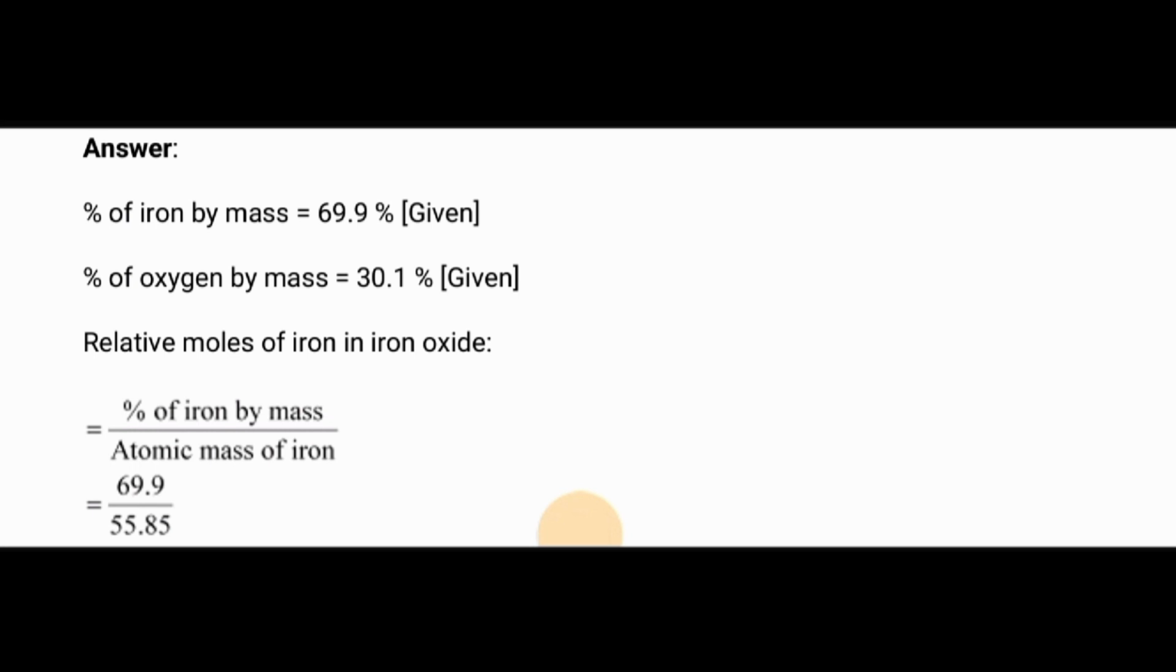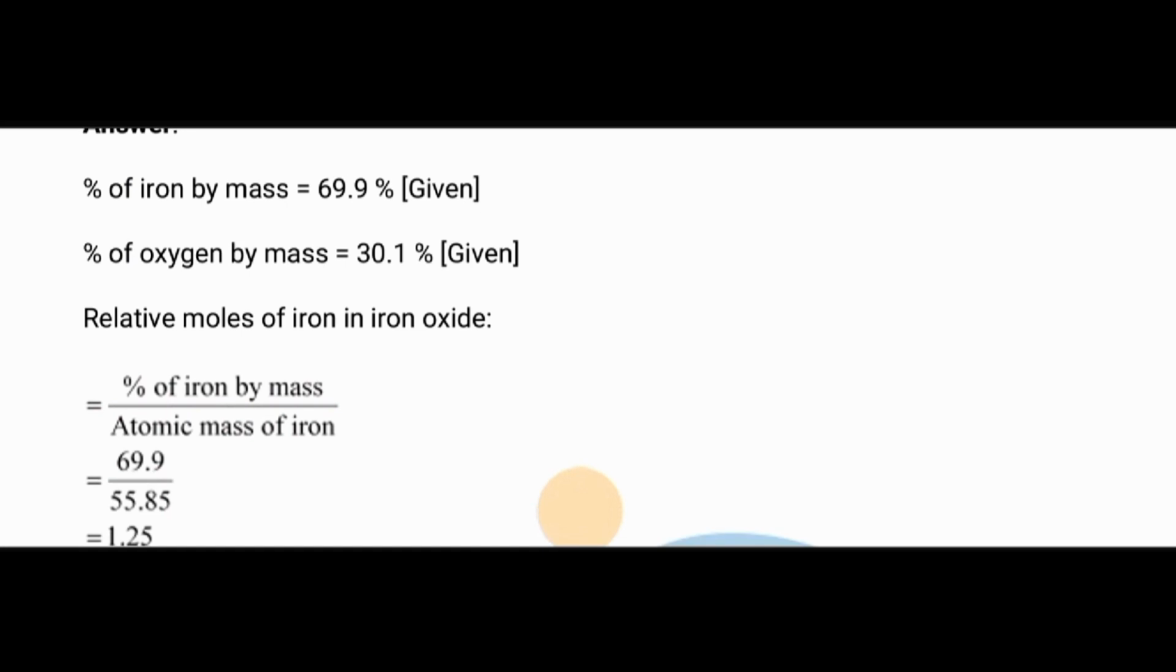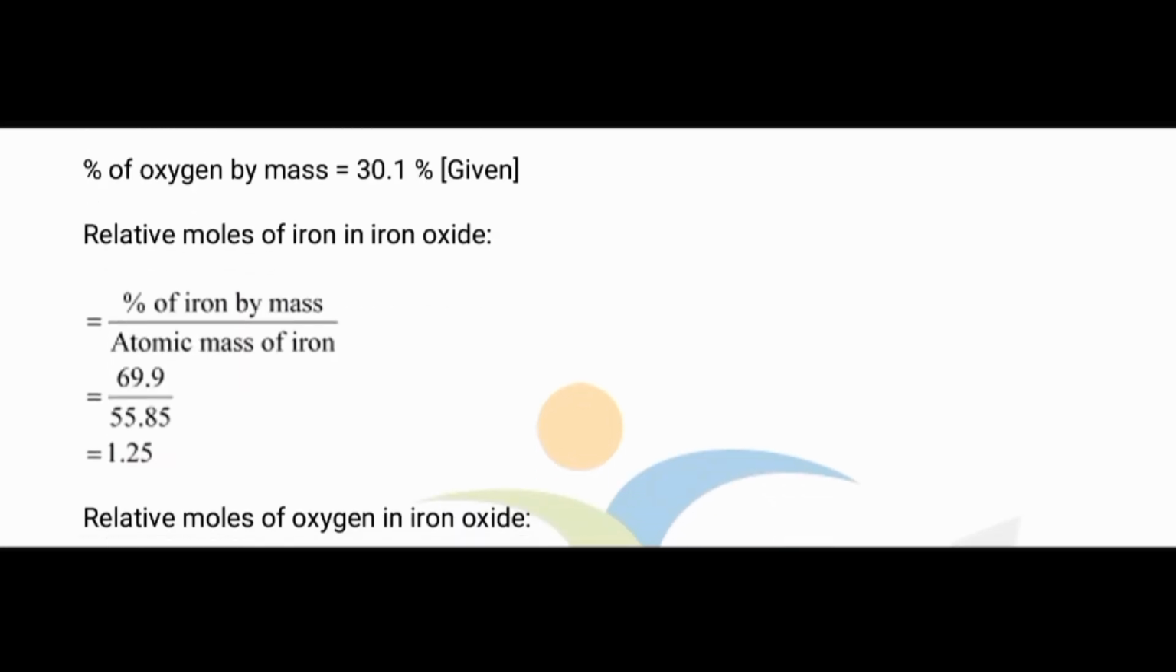Now how can you calculate the moles? Given weight upon molar mass. Now the given weight for iron is 69.9 and the atomic mass is 55.85. So 69.9 divided by 55.85 comes out to be 1.25.